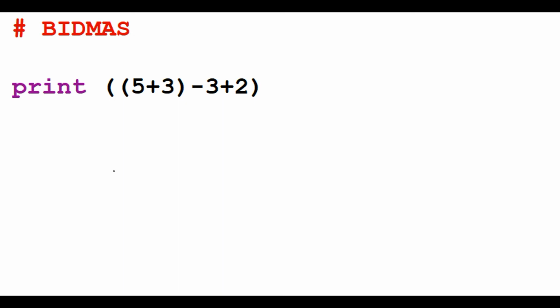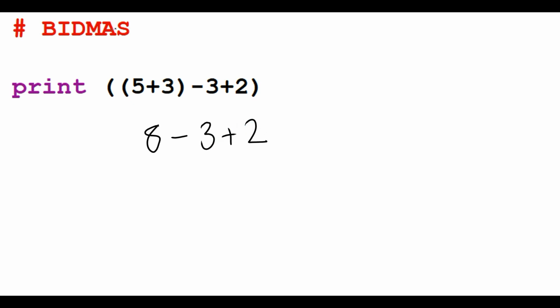So here's some example code that you might see in Python, and we're just using this BIDMAS as an example. So we know we've got to go to our brackets first. So 5 add 3 is 8. So then we are left with 8 take away 3 add 2.